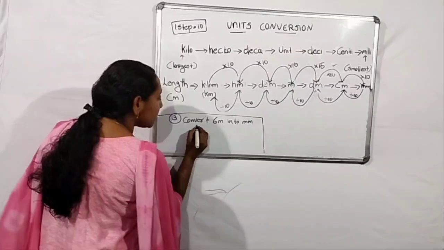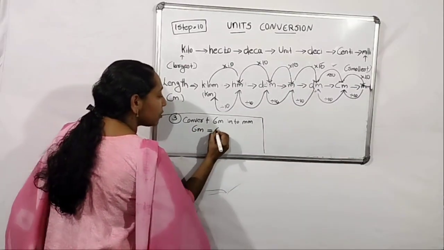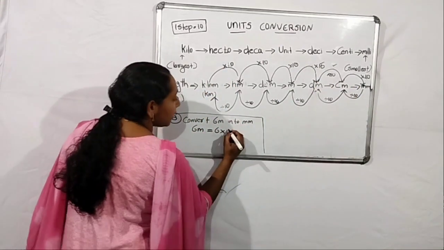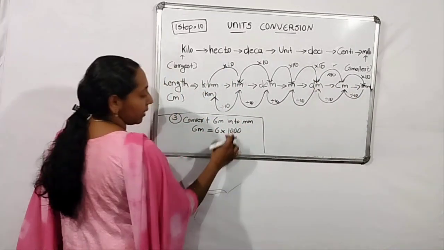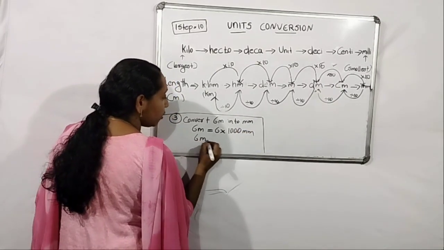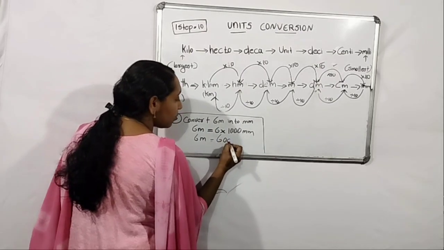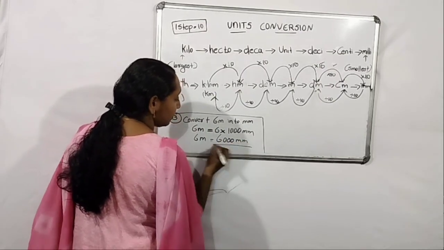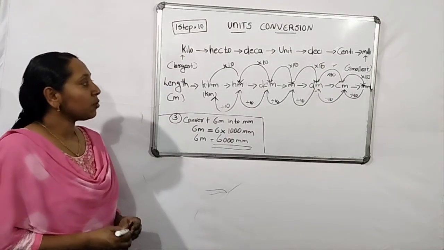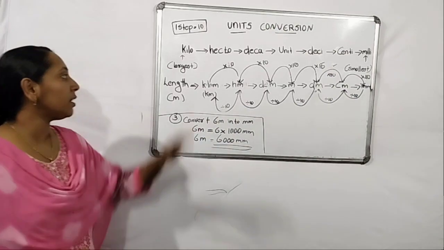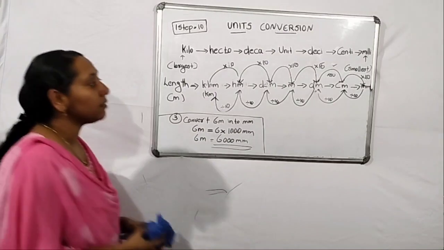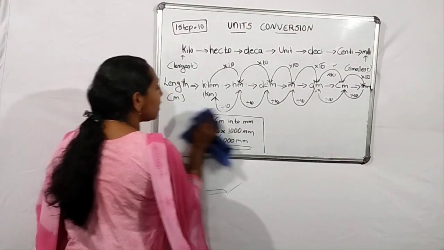So the given data is 6 meter. 6 meter equals 6 into how many times? 1, 2, 3. That means multiply 3 times with 10. That means 1000 millimeter. So 6 meter equals 6 into 1000, 6000 millimeter. Okay, I hope you understand this one. So in these 3 examples we converted the largest unit to the smallest unit. Next, how to convert a smaller unit into a larger unit.